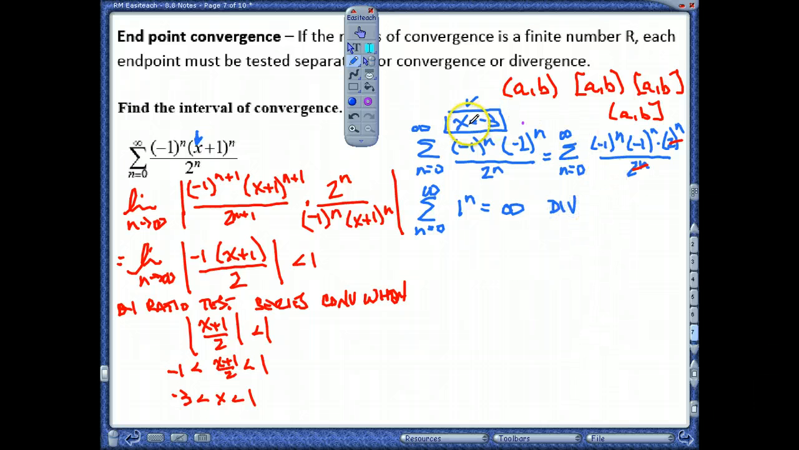So that means when I'm writing my interval of convergence, no equal to bar for x equals negative 3. Okay? So now we're going to test at x equals 1. I'm going to put 1 in for all of my x's. So I get negative 1 to the nth. When I put 1 in here, I get 1 plus 1, which is 2.